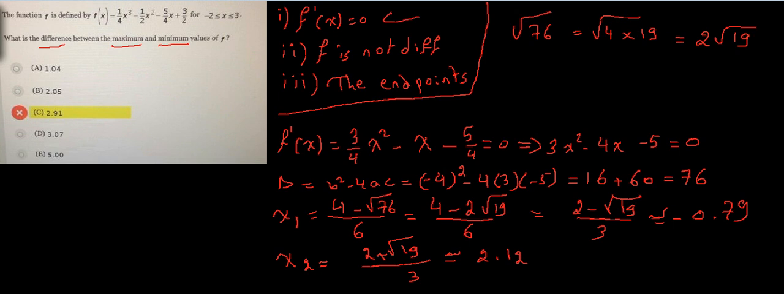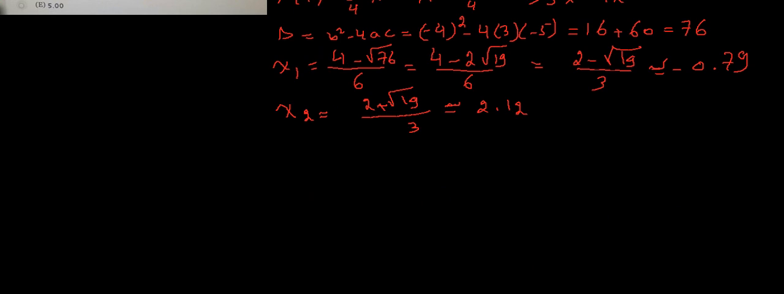And what about where f is not differentiable? Look at f of x. F of x is a polynomial. We know that when f of x is a polynomial function, then it is differentiable over all R, everywhere in R. The endpoints, we have two endpoints, which are minus 2 and 3, according to my interval here. What's the meaning of minus 2 less than or equal to x less than or equal to 3? This means the interval I we're working with is from minus 2 to 3, a closed interval.